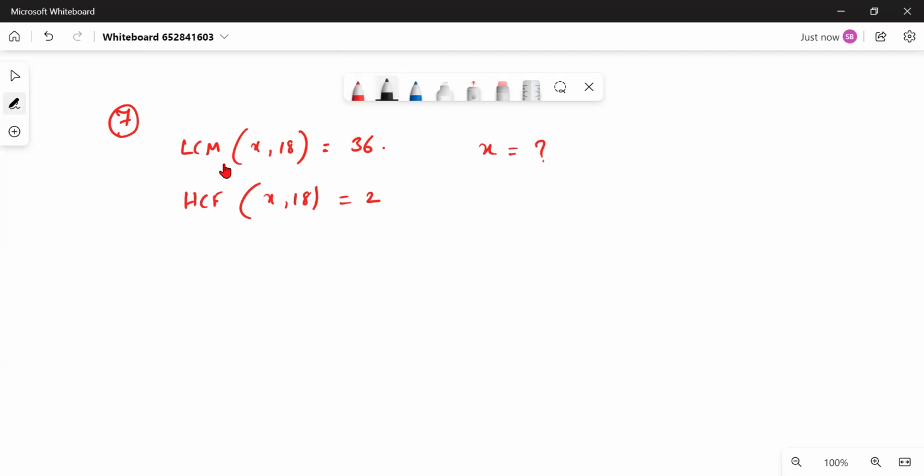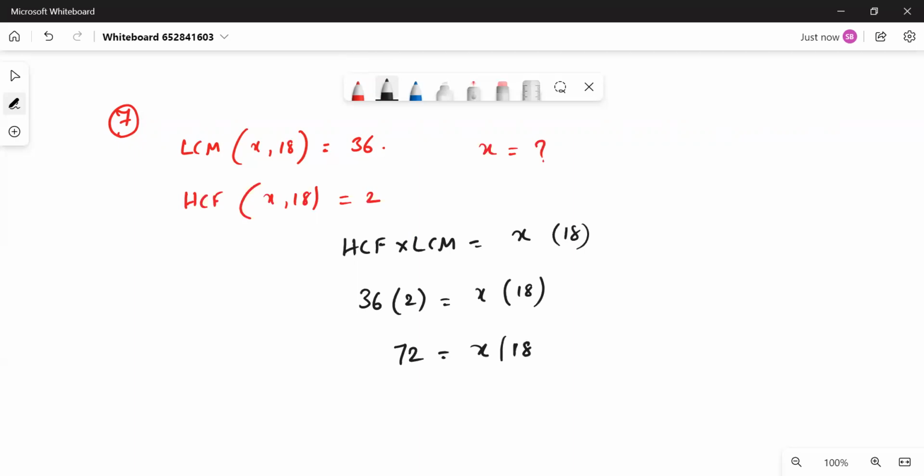What will we do, sir? What can we do? HCF into LCM is equal to the product of two numbers. What are the two numbers here? x and 18. So 36 into 2 will be equal to x into 18. So 72 is equal to x into 18. So x is equal to 4. Correct, sir? Very good.